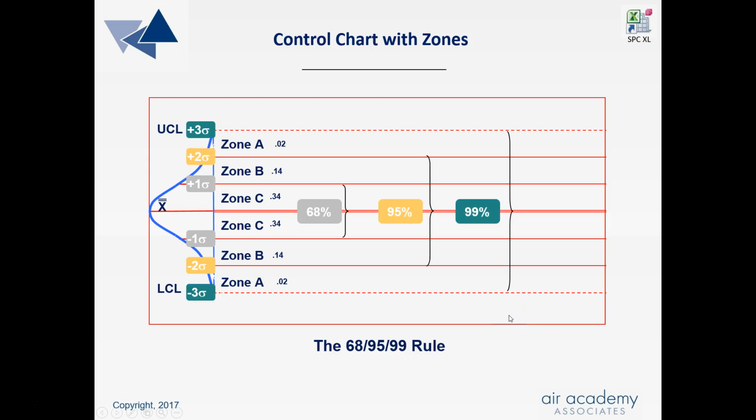And you can see from those percentages, the software then develops percentages for each of the zone areas as shown here. 2% for the upper zone A, 14% for the upper zone B, 34% for each of the middle zone C's, and so forth. You can see this. This is all based on the 68, 95, 99 rule.